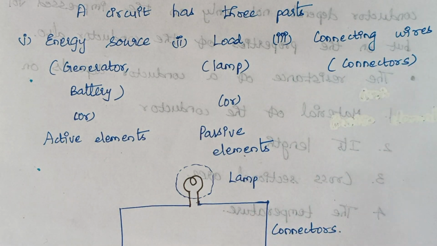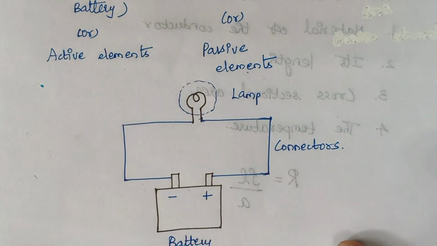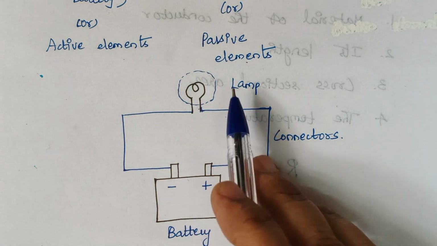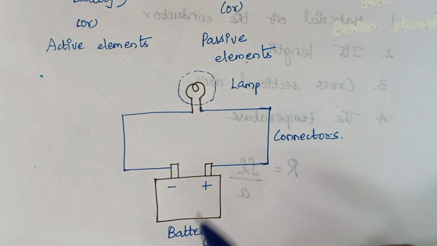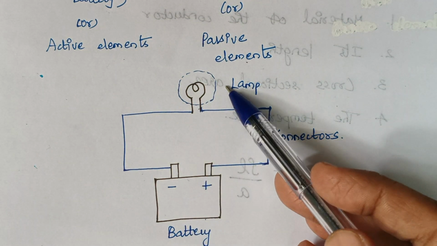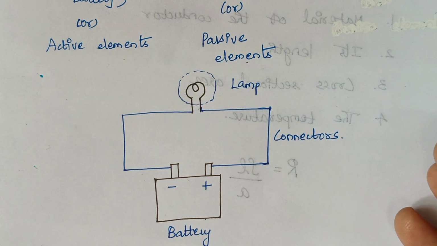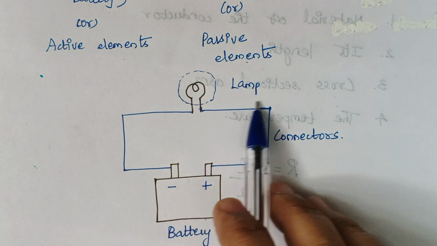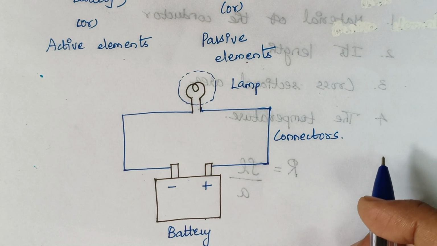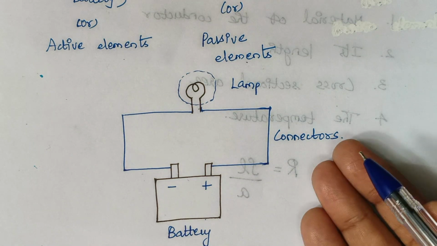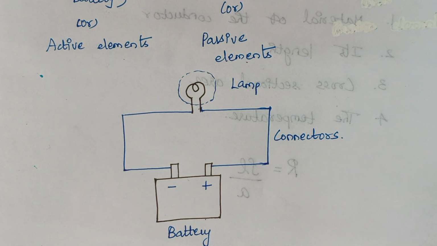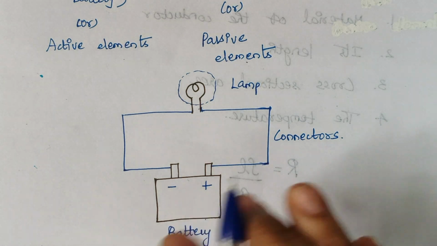And the third one, you just see, here we are having a battery and here we are having a lamp. Then in order to connect the source and the load, there should be some wires, and technically speaking, they are known as connectors, or even we can call them conductors also. So this is our basic circuit.